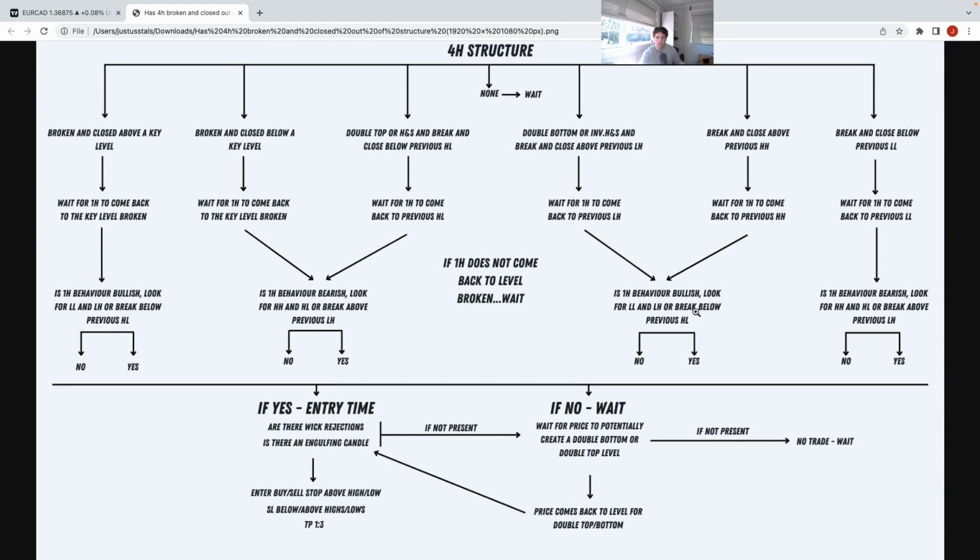So they stem to the same one, whereas these are bearish: broken and closed below a key level, double top or head and shoulders, break and close below a previous higher low. So these are both going to be bearish, so we need to look for bearish behavior. And same with this one, it's going to be bullish, this one's going to be bearish. So these are all the same. One's just bullish, one's just bearish.